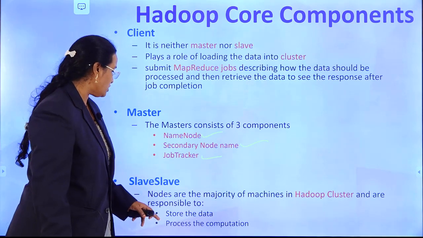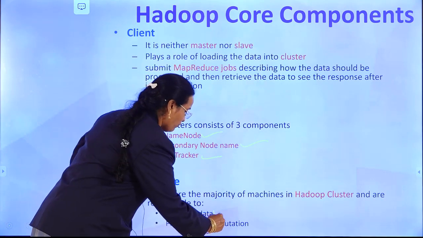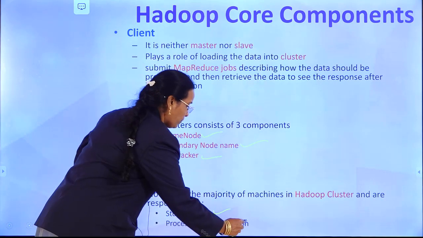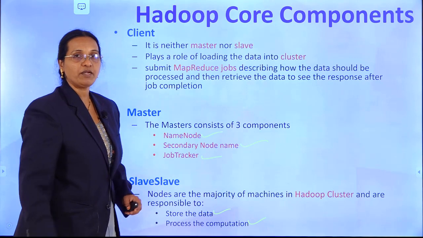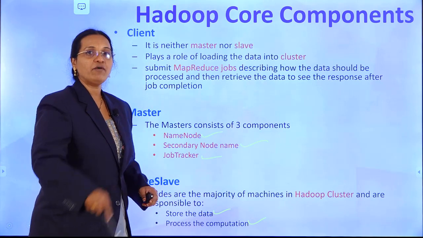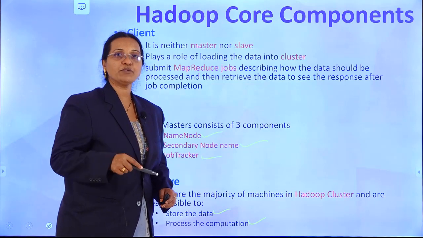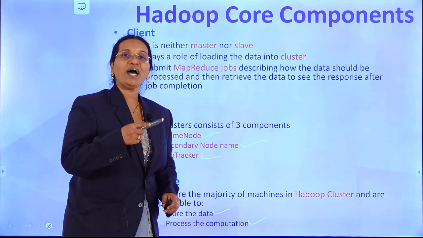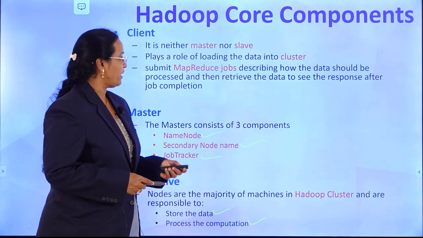Slave nodes are responsible for storing the data and processing the computation. That means on the data, the computation work is going to happen. How is the computation process going to happen? You are going to pass the algorithm.